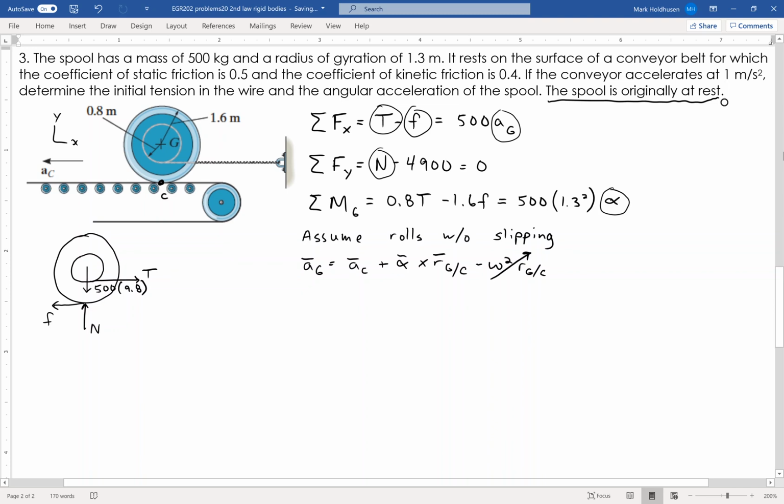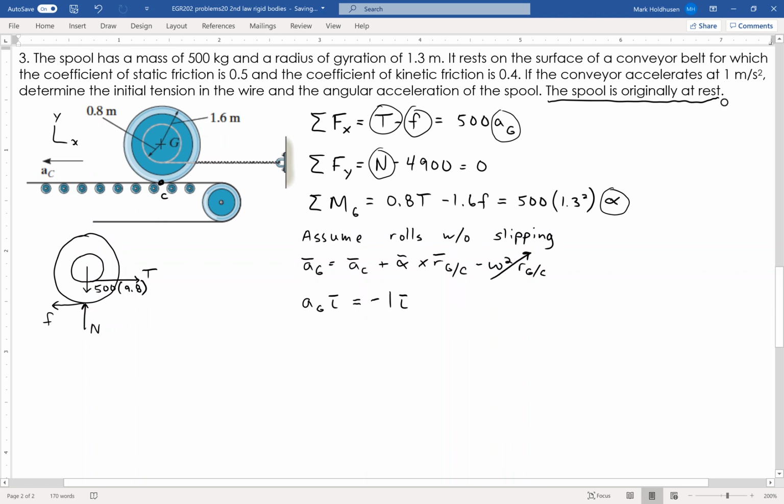Okay, so let's go through and start putting in each thing that we know. What I know about the acceleration of point G is it's in the x direction. Positive, negative, I don't know, we'll find out. But AG is definitely in the i direction. There's not going to be a y component to G. Next thing I'm looking at is AC. This is what I know, again, based on the assumption that it rolls without slipping. I know the acceleration of C is to the left at 1 meter per second squared. So that's going to be equal to negative 1 i.